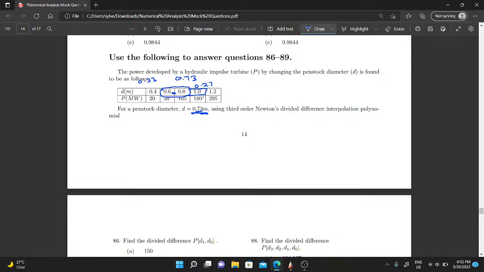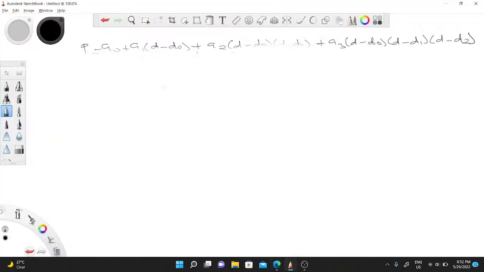Now we need one more data point. So we compare 0.73 to 0.4 and to 1.2, and we see that it's closer to 0.4 than to 1.2. That means our set of data points will be here. So this implies that our D naught is equal to 0.4, our D1 is equal to 0.6, D2 is 0.8, D3 is 1.0. All right.